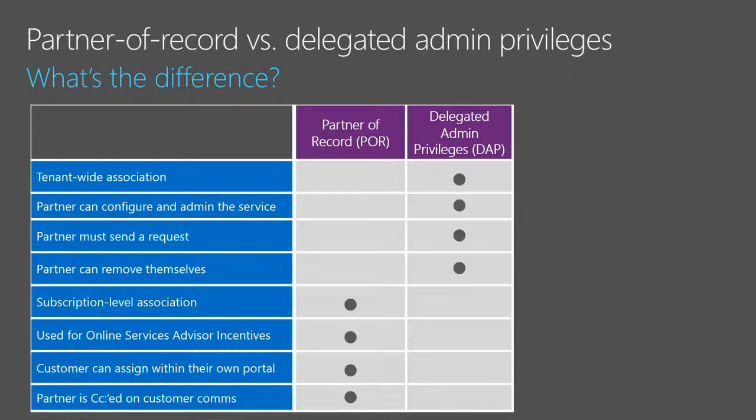But being a partner of record does not give you any delegated admin privileges. Totally disconnected. It's basically just a tagging by which you as a partner are associated with the subscription and you're eligible for advisor fees. Whereas delegated admin privileges, or DAP, is at the tenant level, not at the subscription level, but the overall tenant level. What does that mean? It means that as a partner, if you have delegated admin privileges for that customer tenant, you are able to manage, in essence, all aspects of that tenant's environment. So Exchange, Lync, SharePoint, whatever the customer may have.